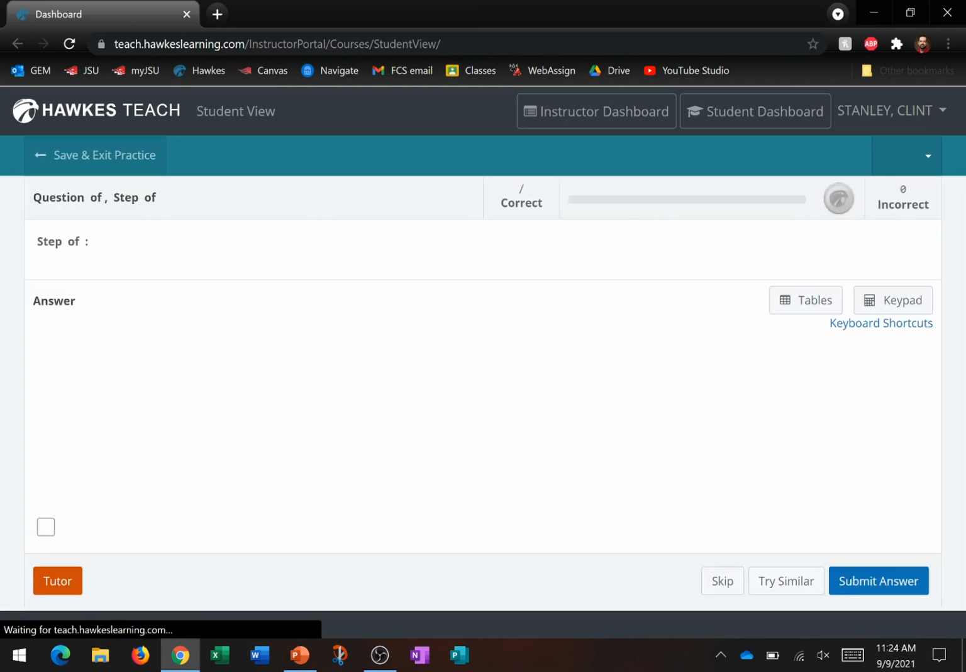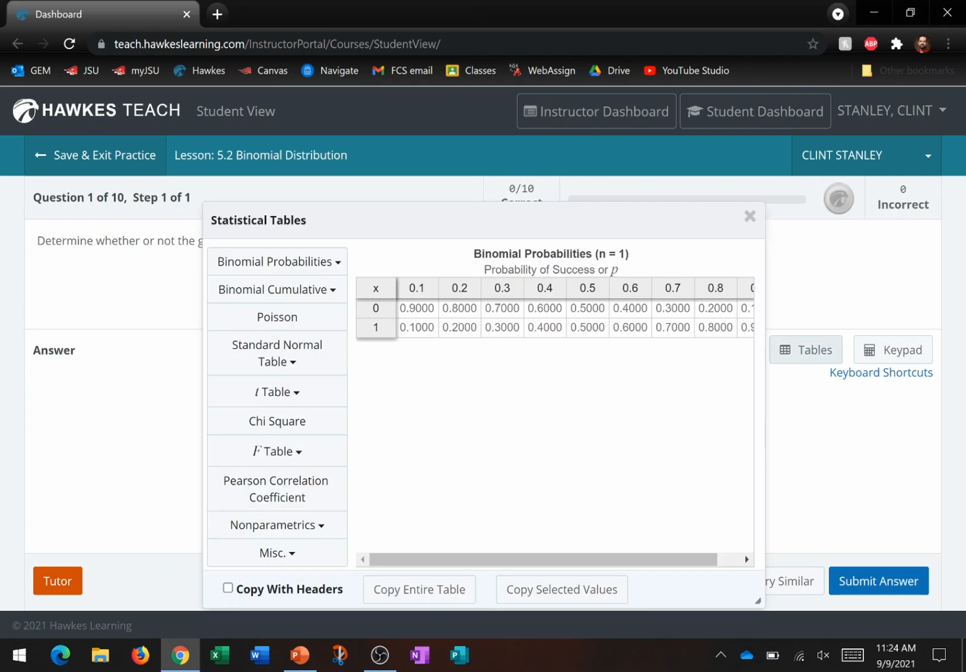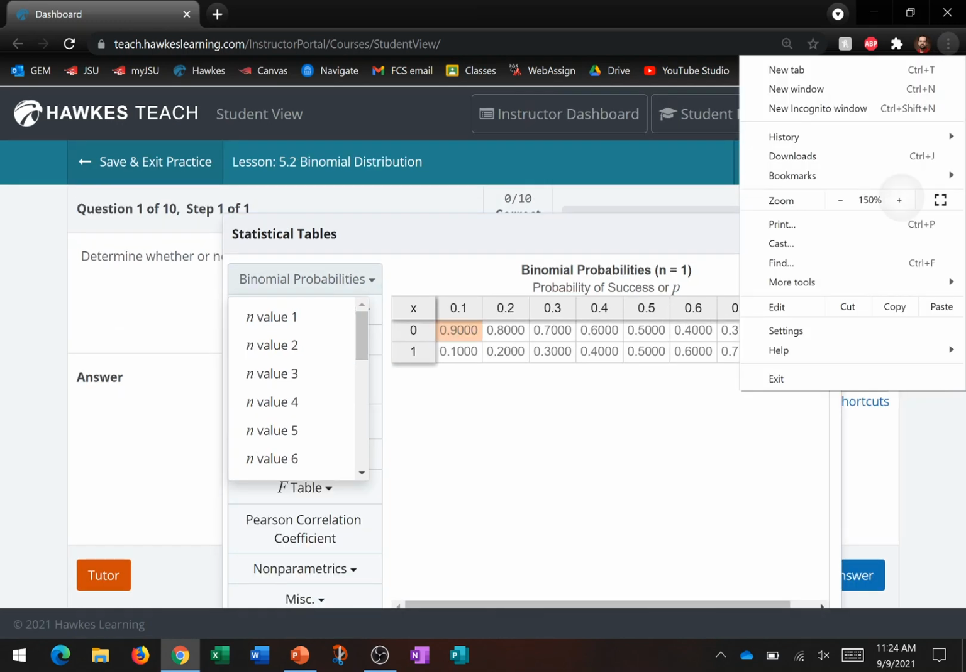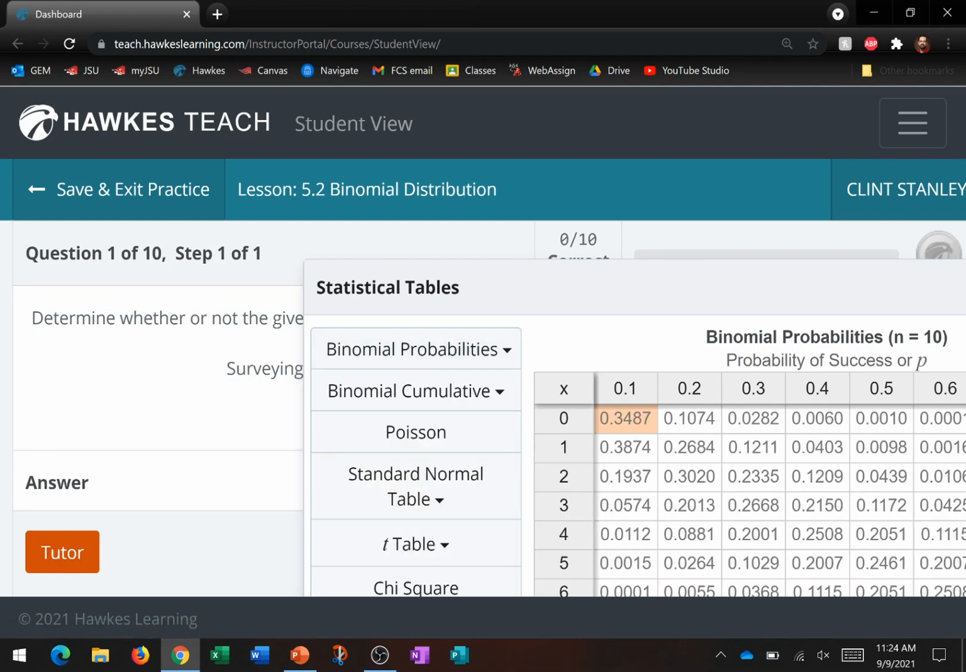Let's look at one here. Just where it's got the button that says tables, click on it. It's going to give you a bunch of choices. The one we want is just at the top, binomial probabilities. When you click on that, it's going to get you to choose the value you want for n. For us on this problem, we need an n of 10, because we're doing our experiment 10 times.